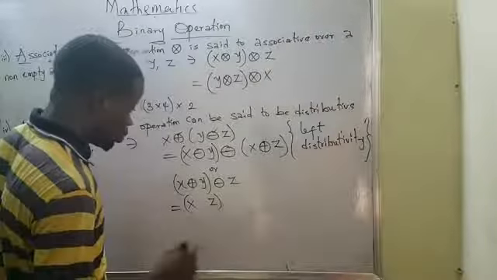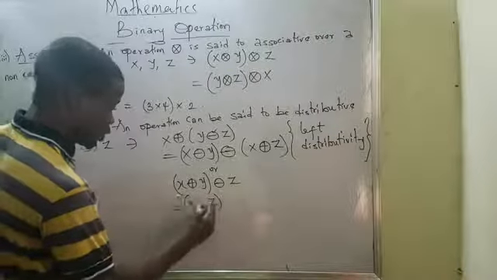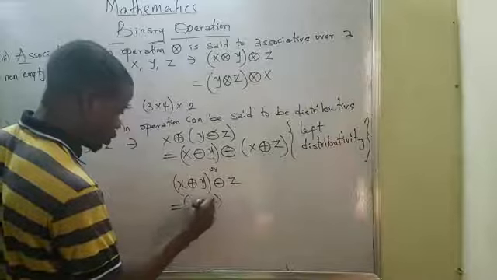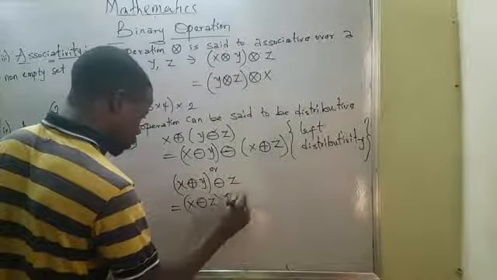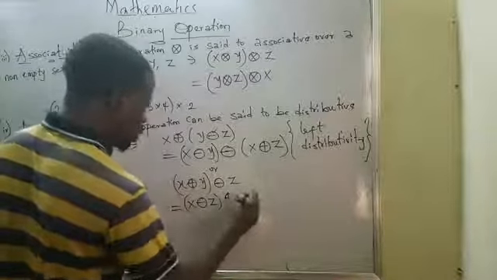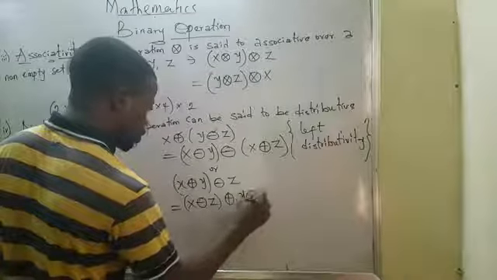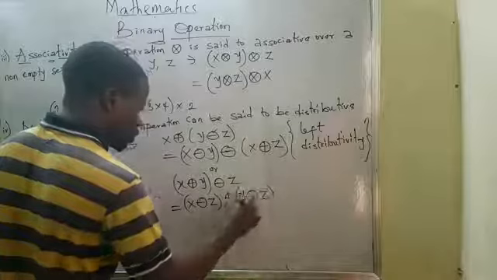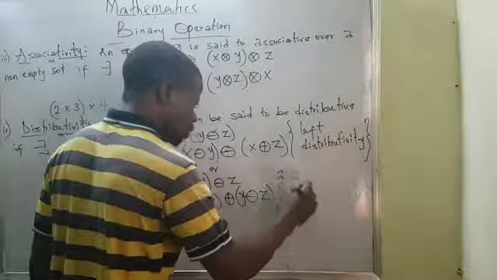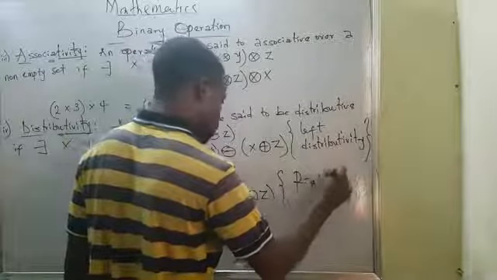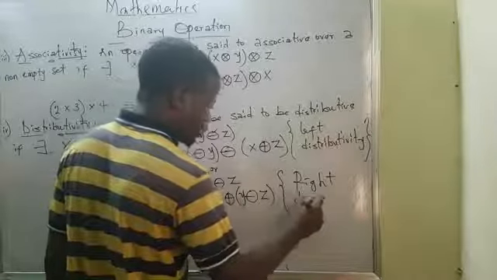Because it is right distributivity, you need to be very, very careful here. So you have this, then you have this center. So you have y operates this. You see this? So I can call this right distributivity.